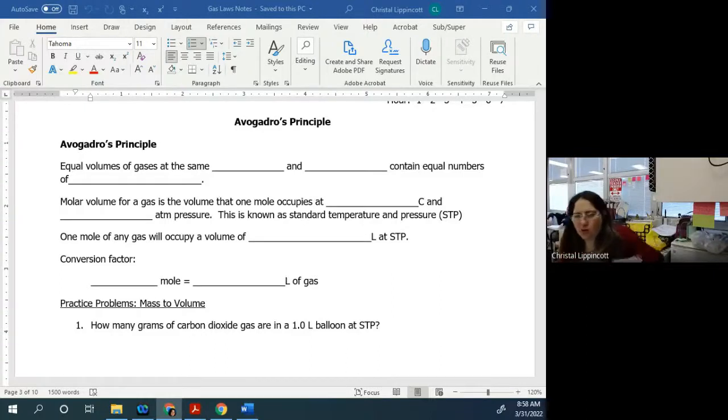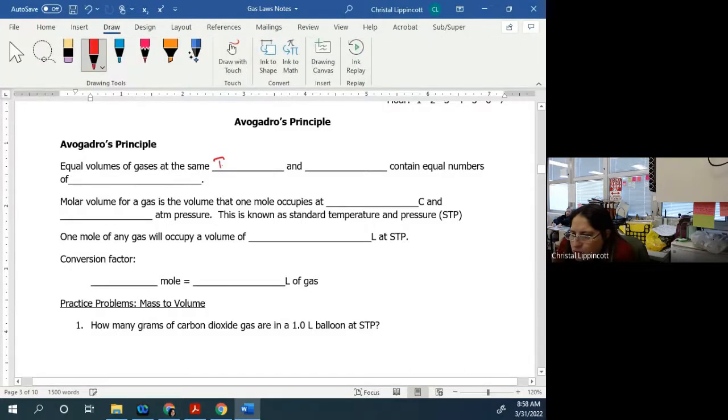Okay, so Avogadro's principle says that equal volumes of gases at the same temperature and pressure contain equal numbers of moles of gas.